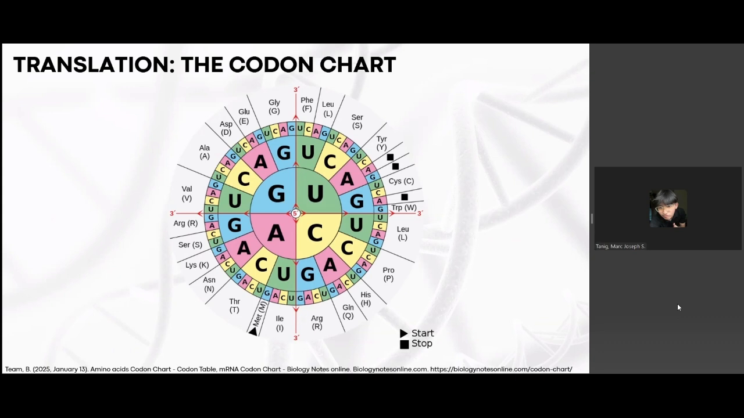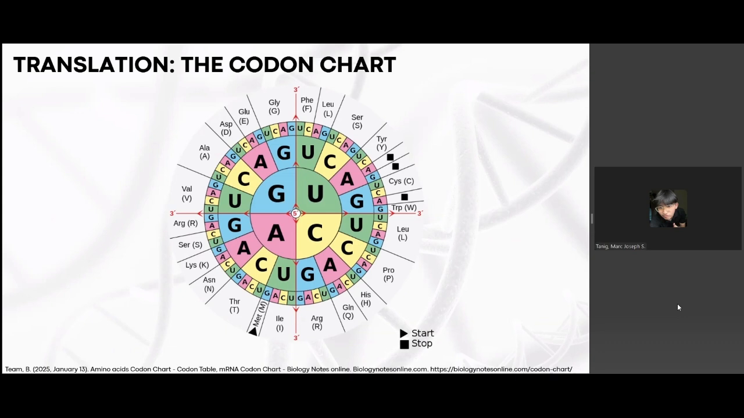For example, the codon AUG codes for methionine, which also serves as the universal start codon. Of the 64 codons, 61 code for amino acids, while 3 of them act as stop signals to terminate protein synthesis, which are UAA, UAG, and UGA.